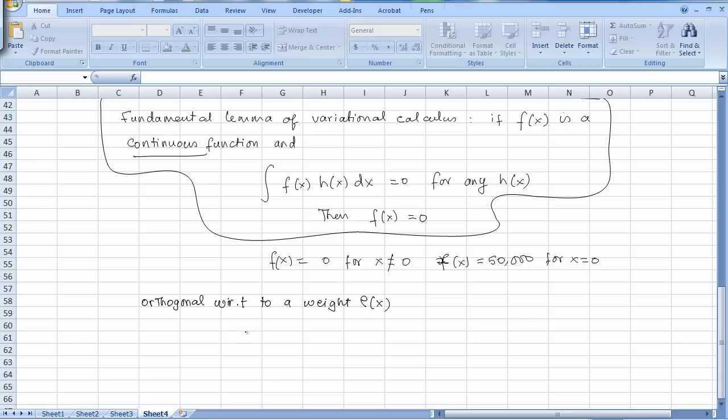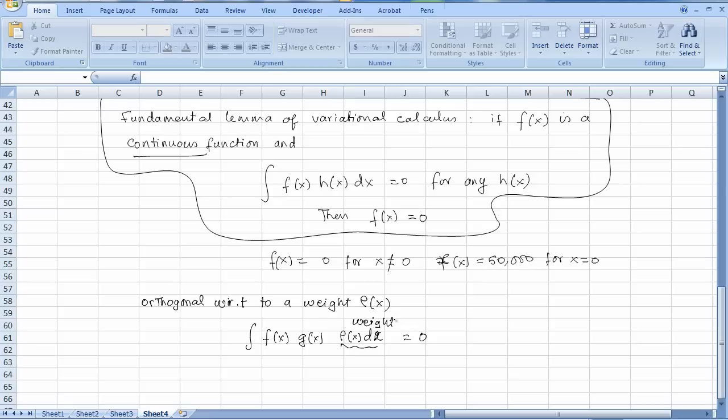What it means is that the integral of f of x g of x rho of x dx is equal to 0. So this rho of x dx is the weight, and usually the technical name for weight, not surprisingly, is measure. So it says orthogonal with respect to a measure rho, or density rho.